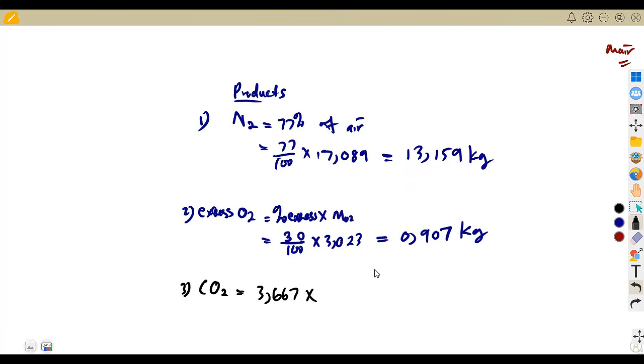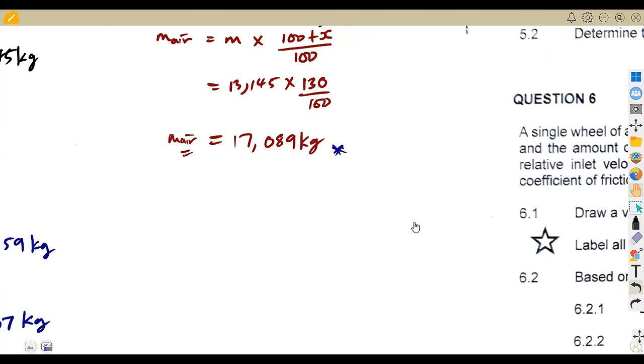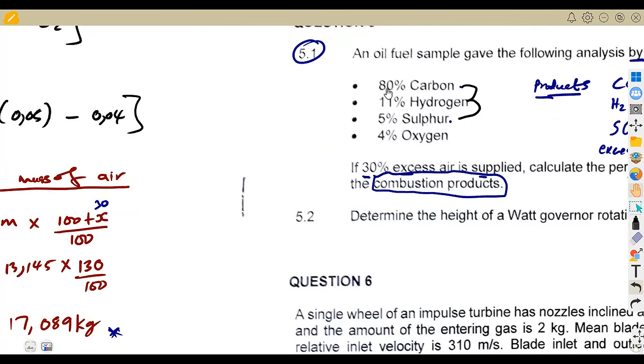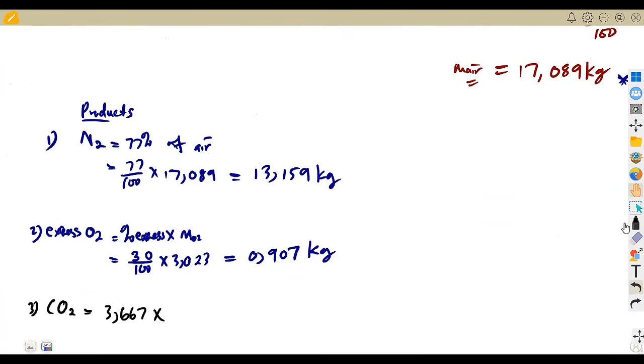So it's going to be 3,667 kilograms times now the percentage, because we are given the percentage of carbon. So we are supposed to multiply whatever we have by the percentage of carbon. And here the percentage of carbon is 80%, which is 0,8. All right, so you're going to multiply by 0,8. So that will give us the mass of carbon dioxide as a product, which is going to be 2,934 kilograms.